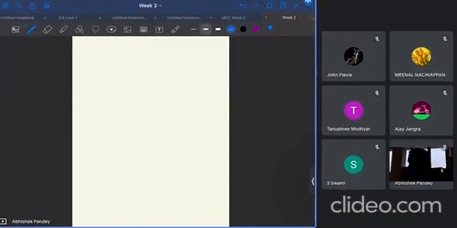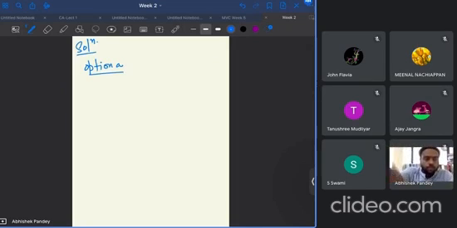Okay, so let us see the solutions. So for option A, let us see for option A. Why are these lights getting off?